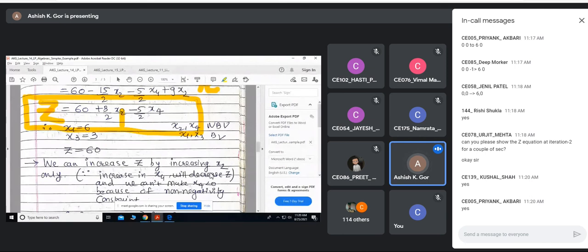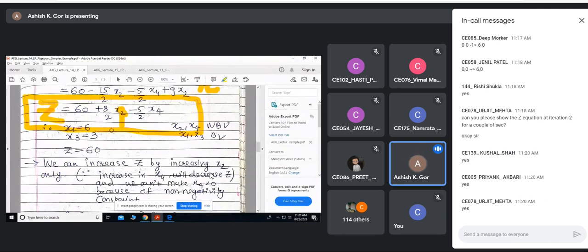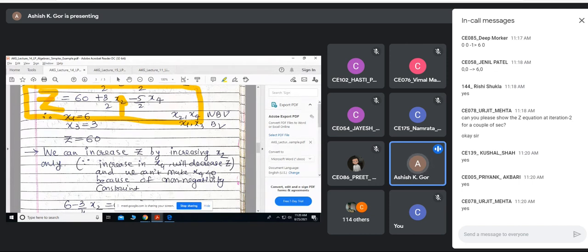Either you can increase this x2. If x2 is increased, then definitely 60 plus something will go, right? Or the other way, you have to decrease x4 because minus 5 by 2 is there. So if x4 is negative, then only you can increase the value. But we can't make x4 less than 0. So this is not an option, because once x4 is less than 0, this z will be greater than 60.